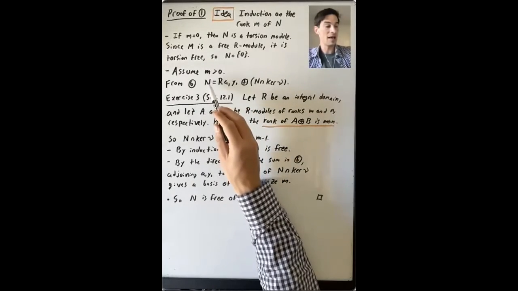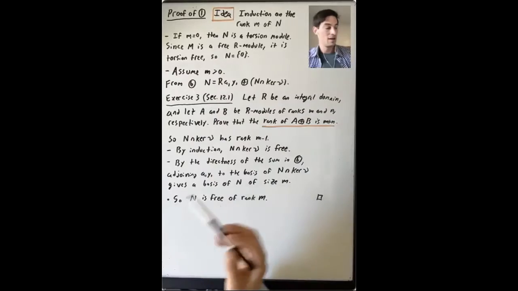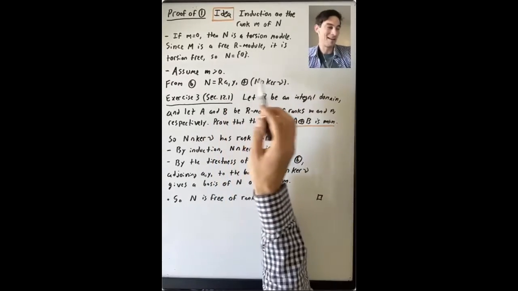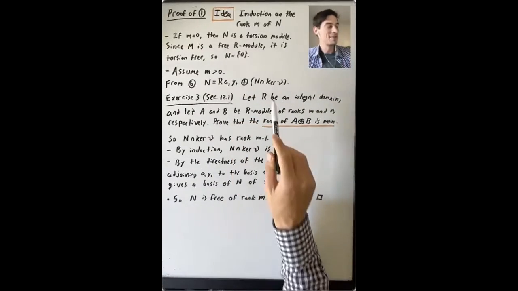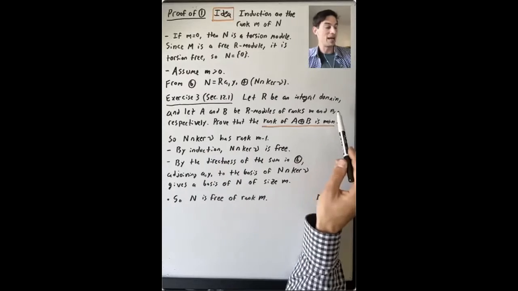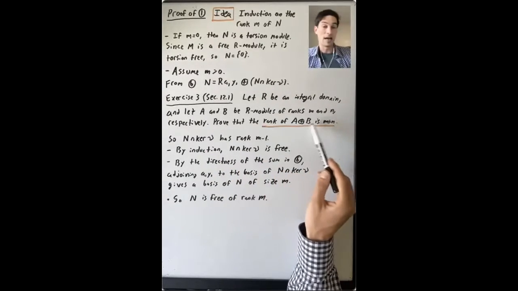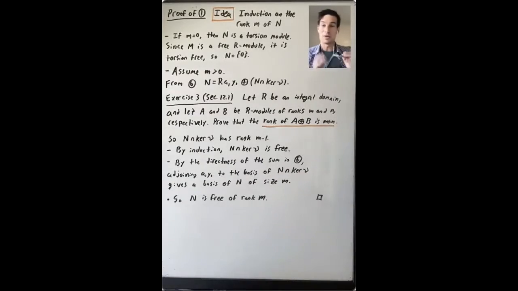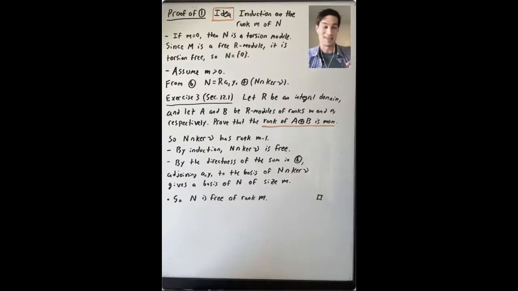So N has rank m. What about the ranks of these modules? Well, you can work this out directly, but exercise 3 of section 12.1 states this very nicely: suppose you have an integral domain and let A and B be R-modules of ranks m and n respectively. You can prove that the rank of the direct sum A plus B is the sum of the ranks of A and B, which is what you would expect. So you should do this exercise. I encourage you to think about it.